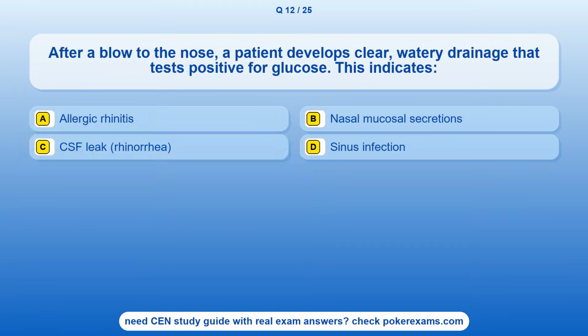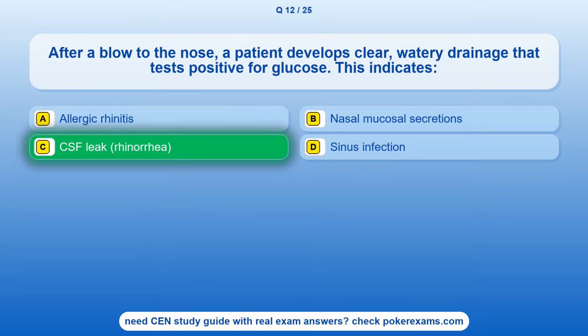Question 12. After a blow to the nose, a patient develops clear, watery drainage that tests positive for glucose. This indicates Option A. Allergic rhinitis. Option B. Nasal mucosal secretions. Option C. CSF leak, rhinorrhea. Option D. Sinus infection.